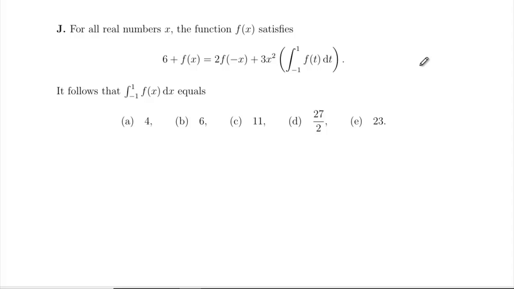But this doesn't look like much fun. For real numbers x, the function f of x satisfies that. It follows that this integral equals what? So we've got 6 plus f of x, 2 f of minus x, so reflection in the y-axis, plus 3x squared times this. Well, this is the same integral because I've just replaced the x's with t's, but it doesn't really make any difference. So we've got the thing that we want.